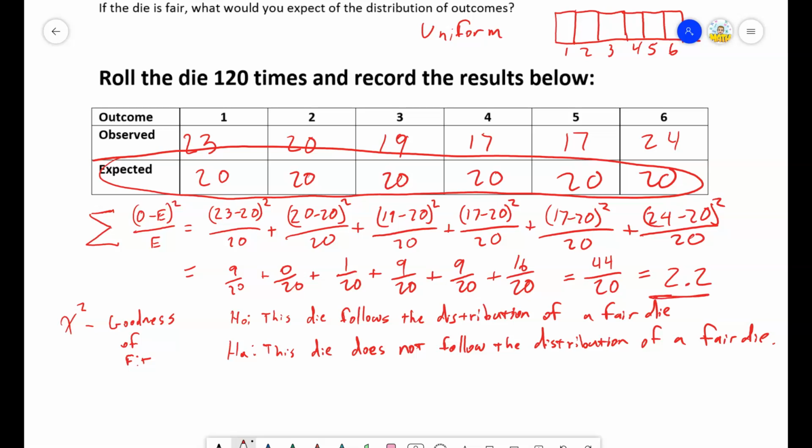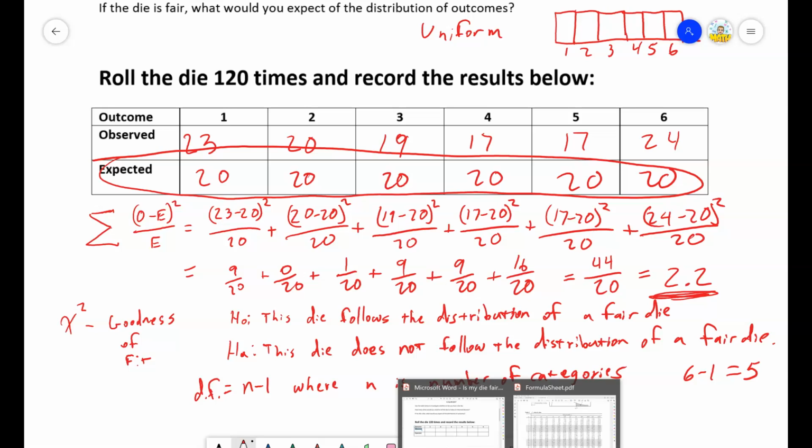So how do we make sense of this value of 2.2? Well, we need degrees of freedom, which is going to be n minus 1, where n is the number of categories, or number of categories that the variable could take on. It doesn't have to be quantitative. This could be colors of Skittles or M&Ms if we wanted to test that distribution. So in this case, there are 6 values it could take on. So we want to think about 5 degrees of freedom and what that would look like on the chi-square distribution.